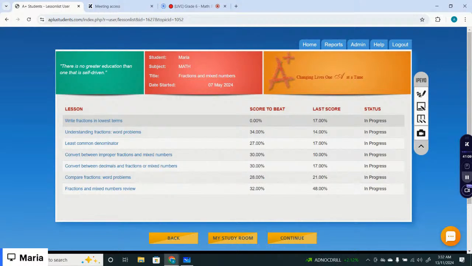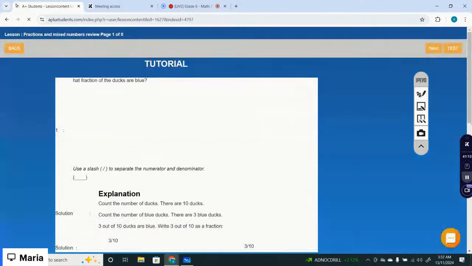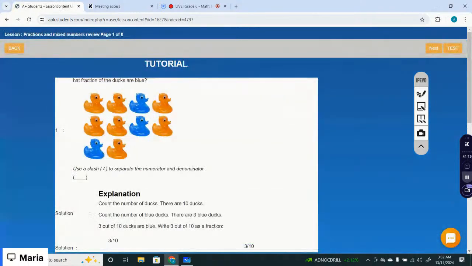Fractions and mixed numbers review. That is the last lesson from the chapter. Let's just start with the test questions.